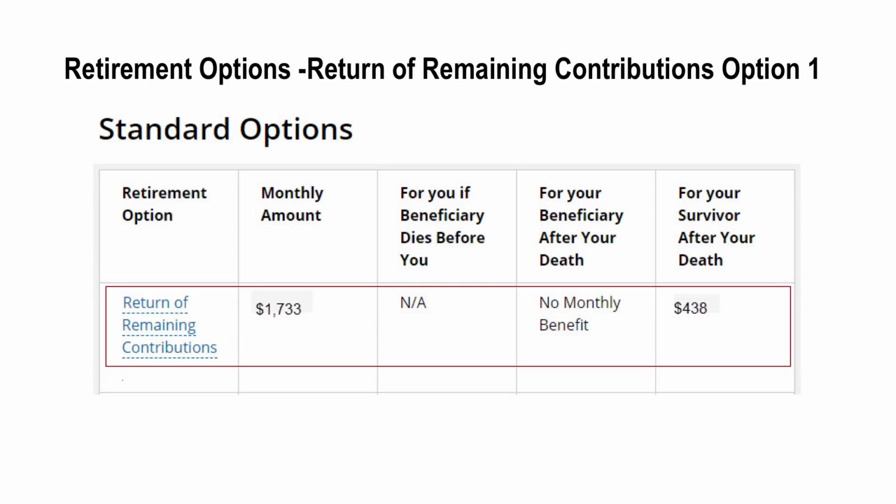The return of remaining contributions option 1 provides an allowance that's lower than the unmodified allowance. In this example, it's $1,733 instead of $1,753. Upon your death, any unused member contributions in your account will be paid to your beneficiary or beneficiaries in a lump sum. Your contributions are paid out to you as a portion of your allowance over approximately the first 9 to 13 years of retirement, depending on your contribution amount.